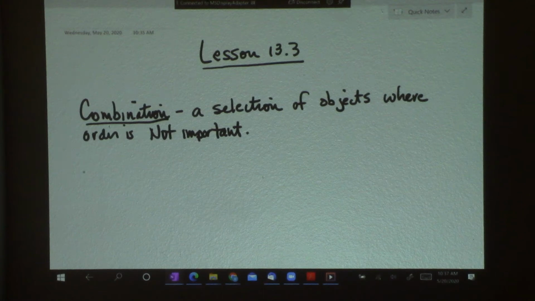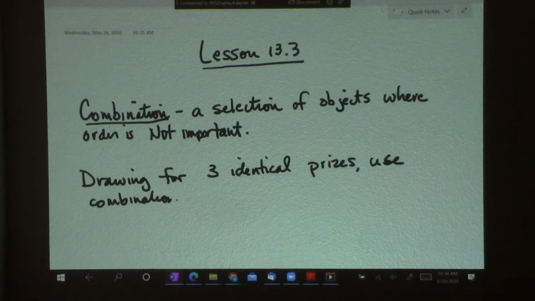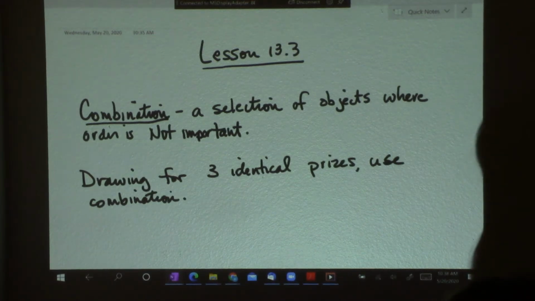So for instance, if you had a drawing for 3 identical prizes, you would use a combination to try to find the likelihood of that because the order doesn't matter. Because they're all the same. So it doesn't matter if you pick first or second or third. If you get chosen, then you're a happy winner.